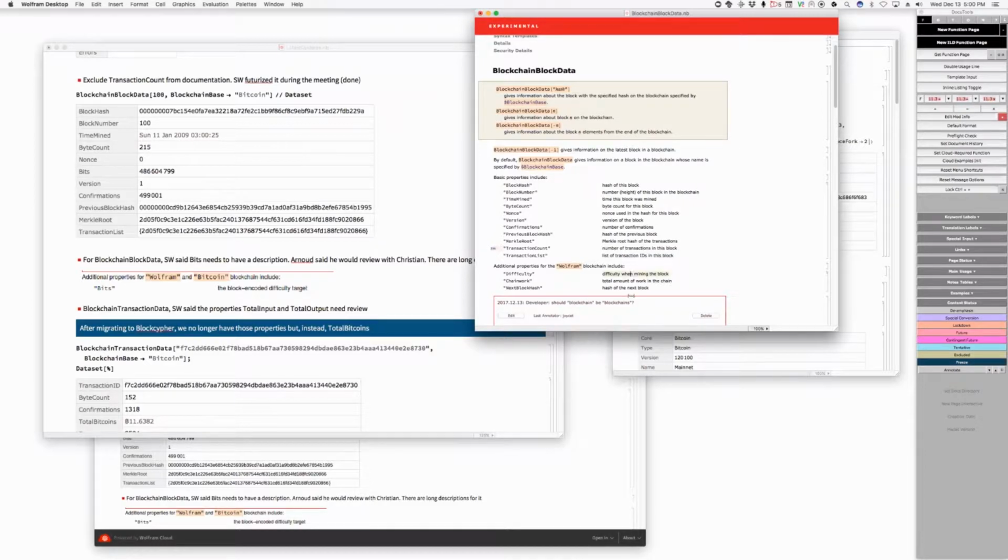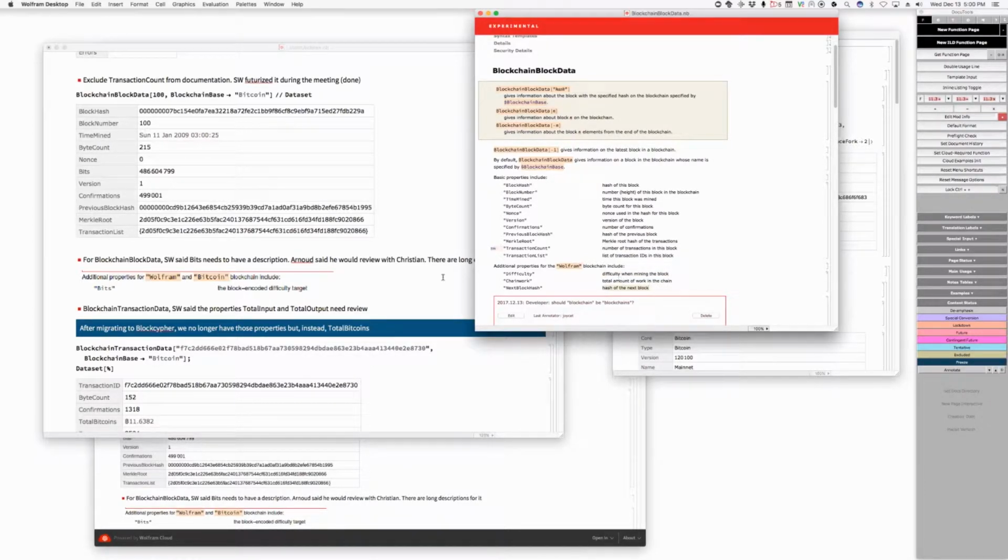I don't understand that. Oh, you're looking at blockchain block data, so it can be an already mined block. I mean, you're not necessarily looking at the last block. I see. And why do we have that? It's the multi-chain API that provides that.